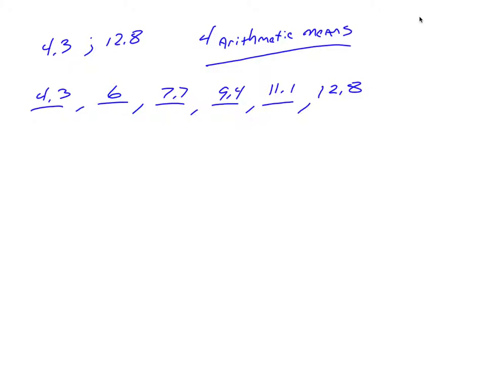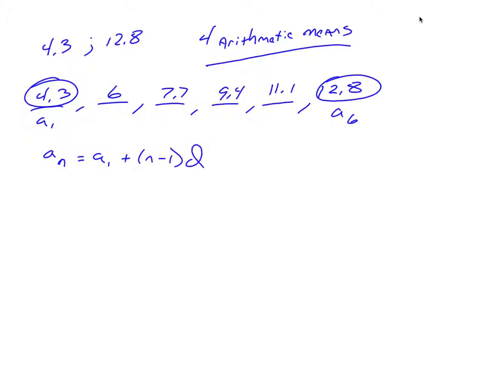Plug it into the formula. Because what do I have right here in 4.3? That is A1. And what is 12.8? A6, because 1, 2, 3, 4, 5, 6. So I can plug that into my formula. A sub n equals A sub 1 plus n minus 1 times the common difference. So I have 12.8 equals 4.3 plus n, which is going to be 5, and then I have my common difference.